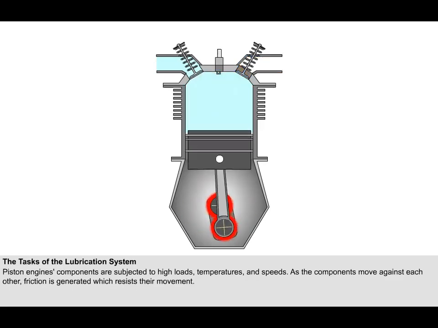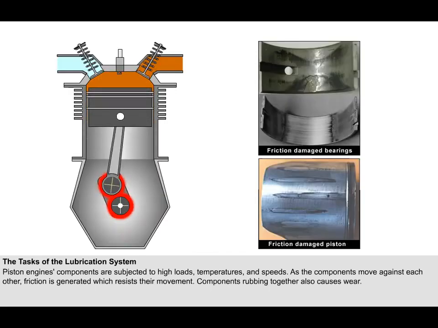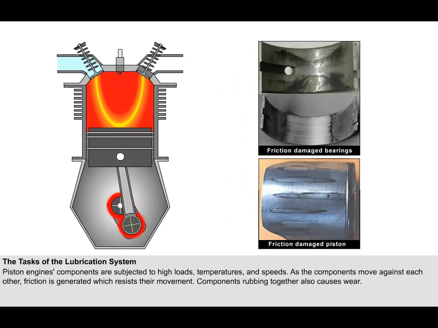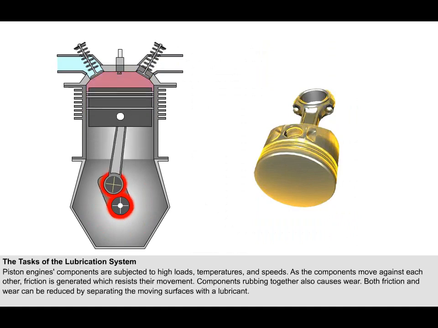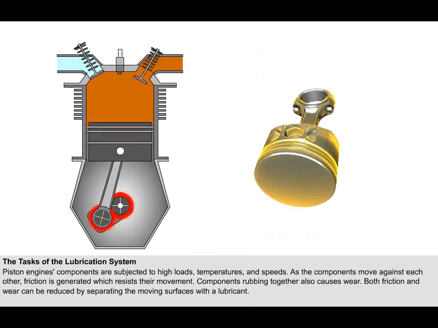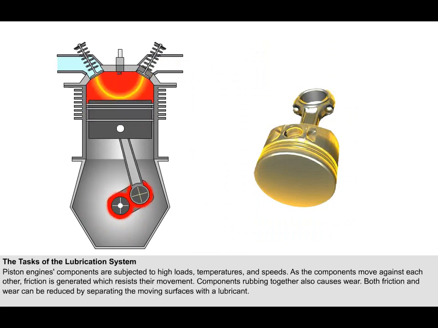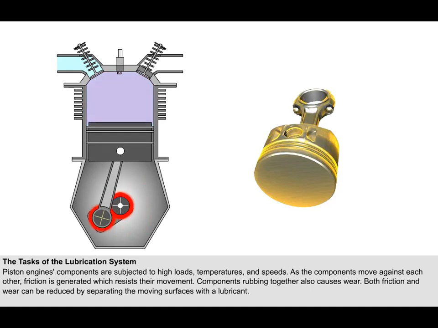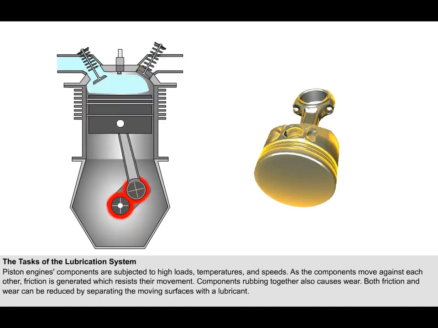rubbing together increases. The fact that the components rub together also produces wear, which causes the partial loss or destruction of the metal components. Both friction and wear can be reduced by preventing the moving surfaces coming into contact with each other, by separating them with a substance which has lower frictional properties than the component parts. This substance is referred to as a lubricant.